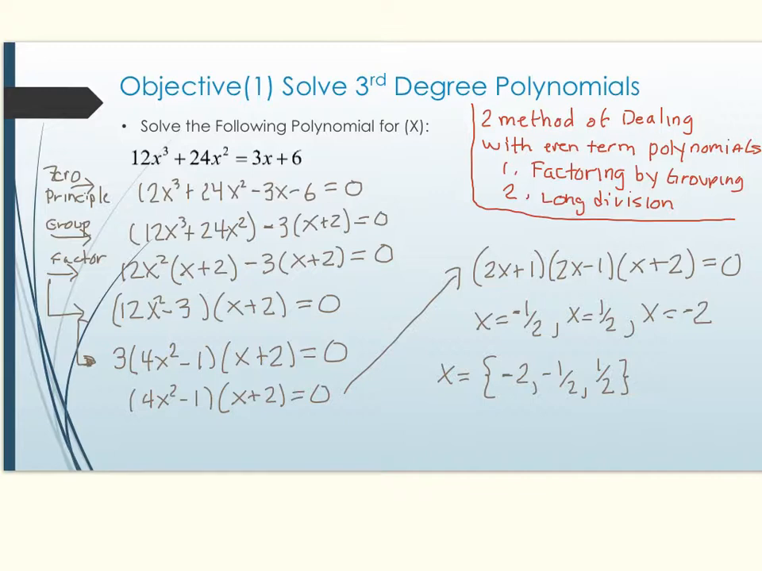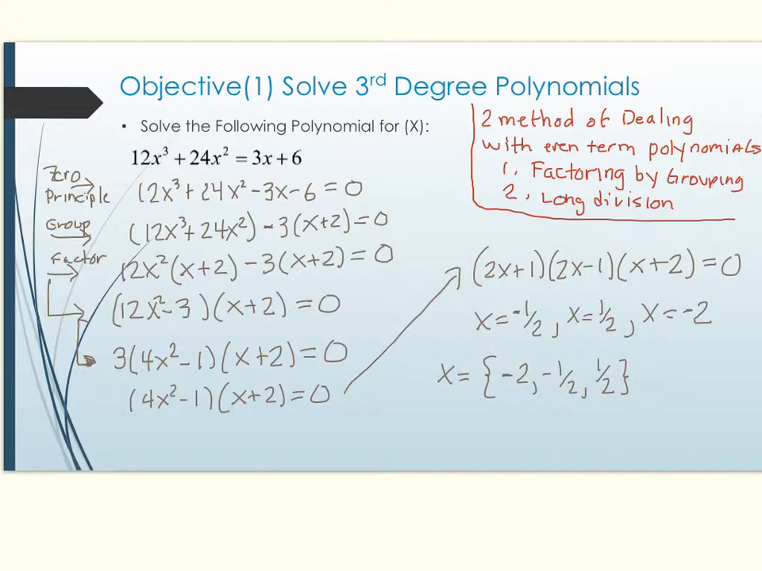So there are two methods dealing with polynomials. One is factoring by grouping, and the other is a long division method. If we have even terms, and in this case we have 4, we're going to try the grouping method. If we have an odd number of terms, typically we can't group and we have to use the long division method.